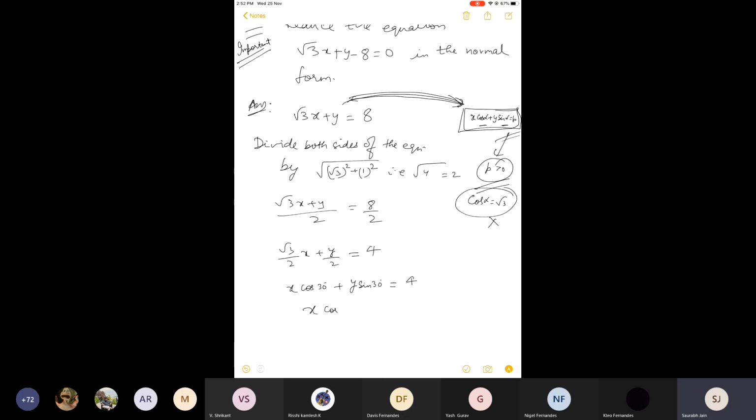So you can leave the answer here or you can leave the answer in the form of radians also. Okay, so two steps. First, you shift the constant to the right hand side and make sure that it is positive. If it is not, multiply both sides by -1. Then after that, you have the coefficient of x and y.